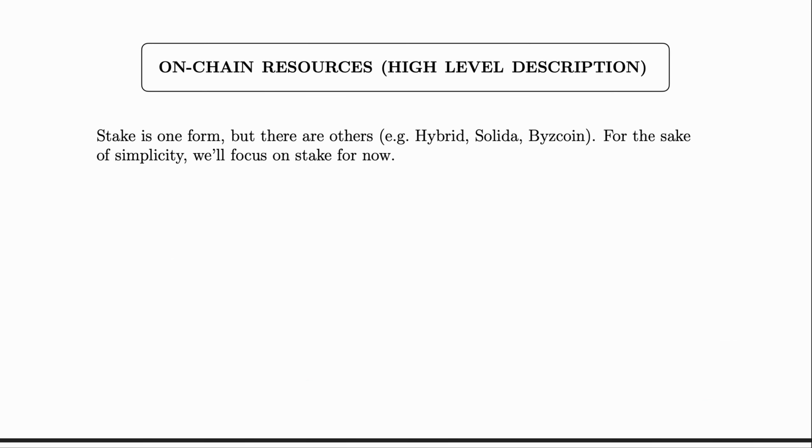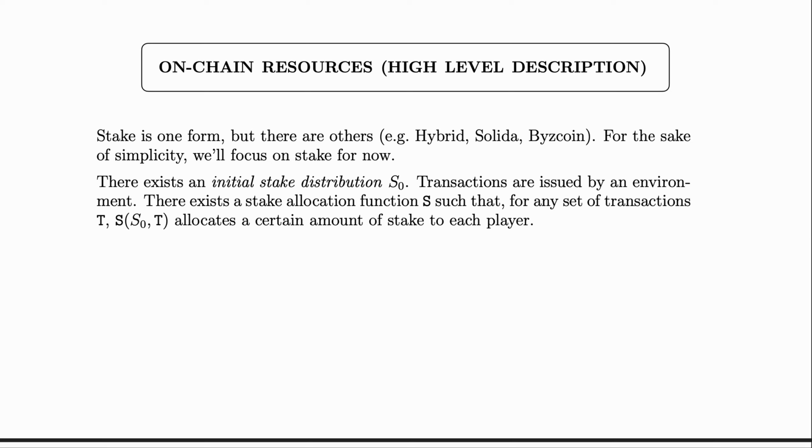Okay, so then let's move on to consider how we can model on-chain resources. Stake is one form of on-chain resource. As I've said before, we'll see other forms of on-chain resources. In particular, there are various proof-of-work protocols that use on-chain resources. For the sake of simplicity, though, I want to focus initially just on stake, and then we'll talk about other forms of on-chain resource later on.